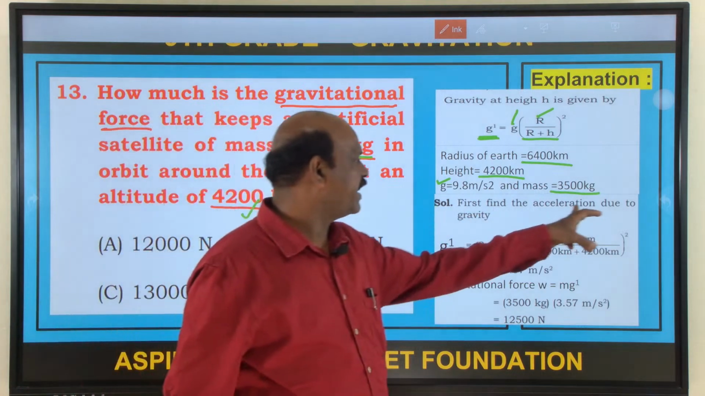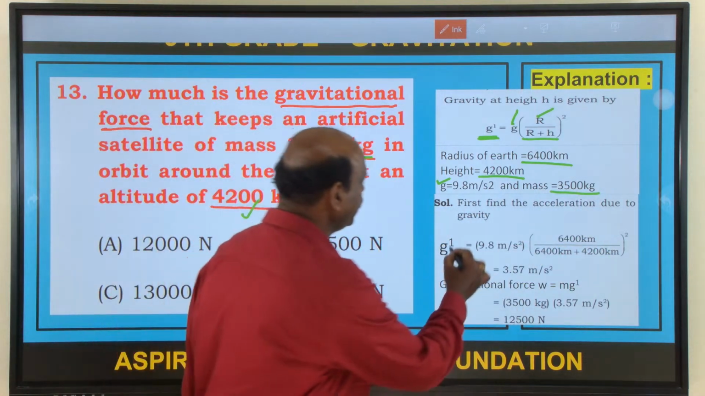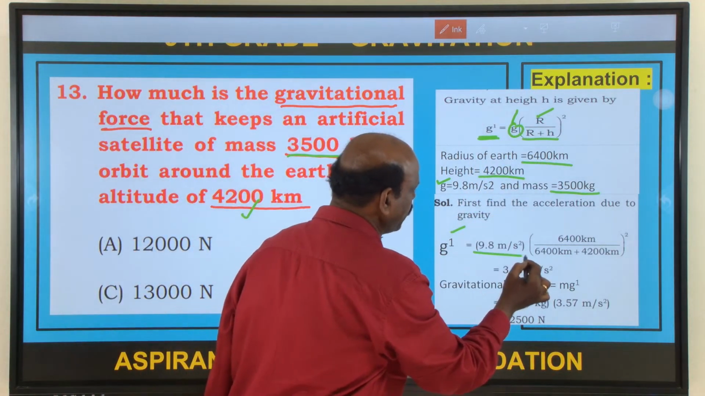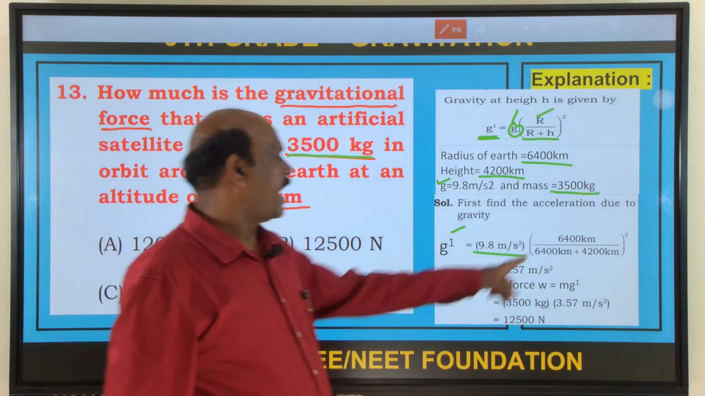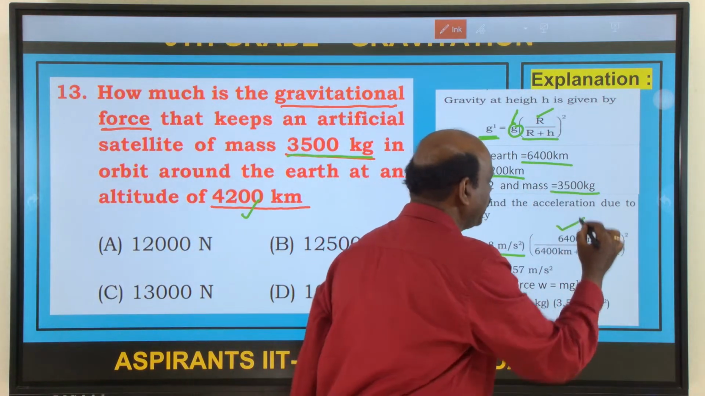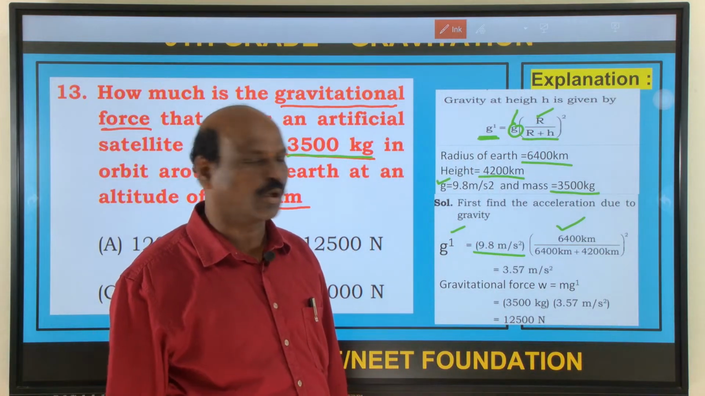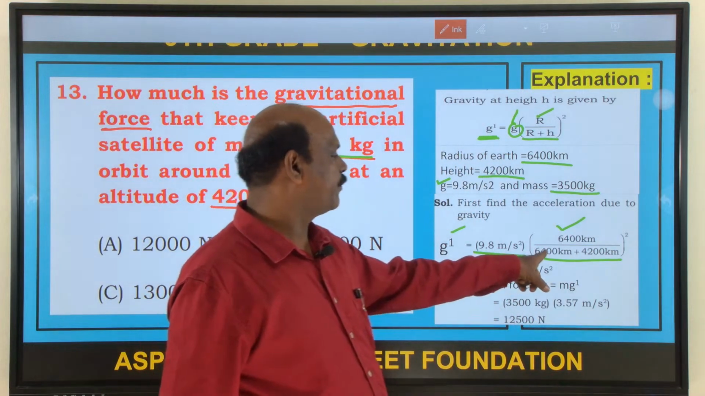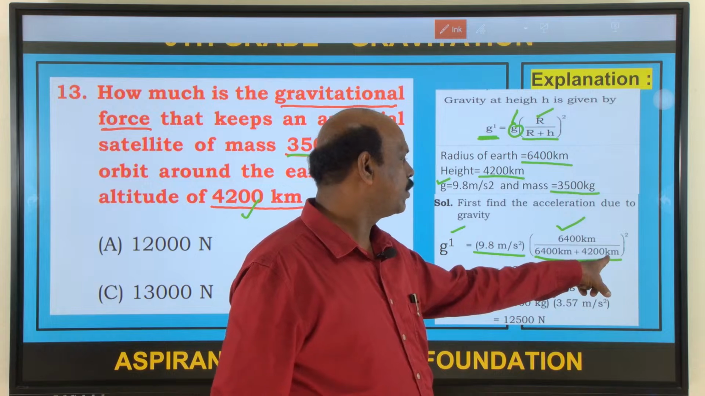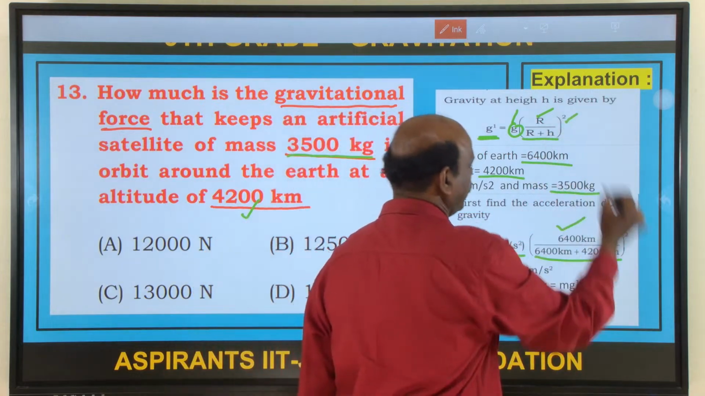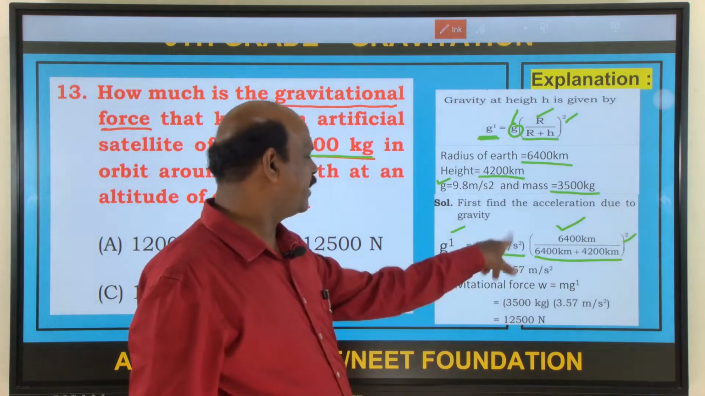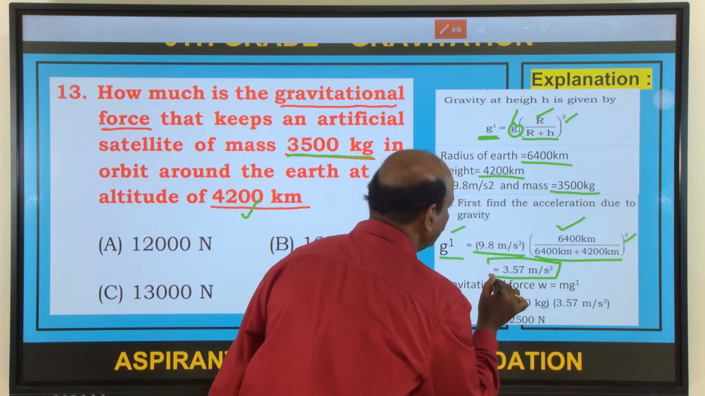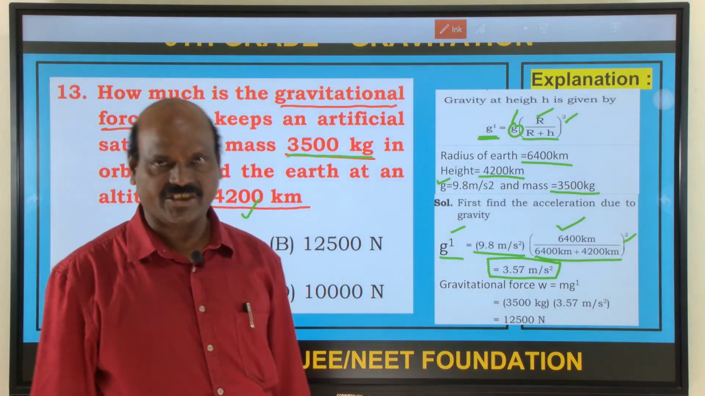Now, first let us find the acceleration due to gravity. g dash is equal to g, which is 9.8 meters per second square, into R, the radius of the Earth, which is 6,400 kilometers, divided by R plus h, that is 6,400 kilometers plus 4,200 kilometers, whole square. By simplifying all these values, you will get gravity as 3.57 meters per second square.